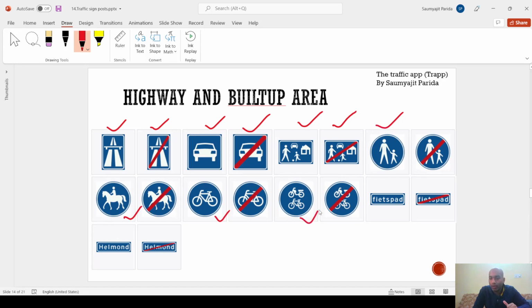This is a non-motorized vehicle path. This is a cycle path. But this is an optional cycle path, and this is a mandatory cycle path. We discussed this in the earlier video. Please recollect that, and also whether snorfiets is allowed or not, I have discussed in that video. Please refer to those videos.